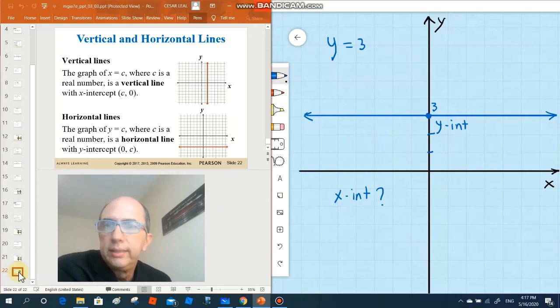So vertical lines: if the equation is x equals c, where c is a real number, this is going to be a vertical line with x-intercept equal to the ordered pair c and 0. And horizontal lines: the graph of the equation y equals c is going to be a horizontal line where the y-intercept is going to be the ordered pair 0 and c.